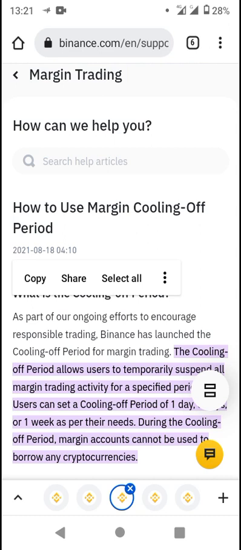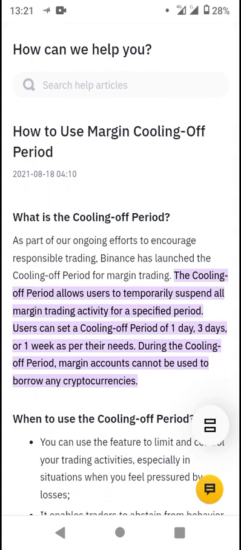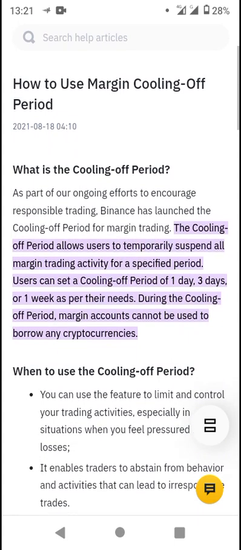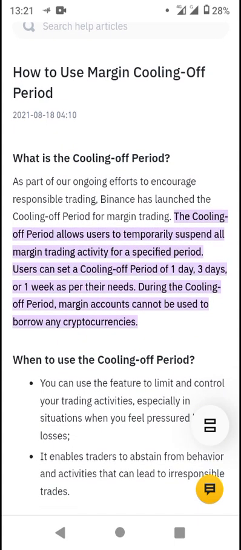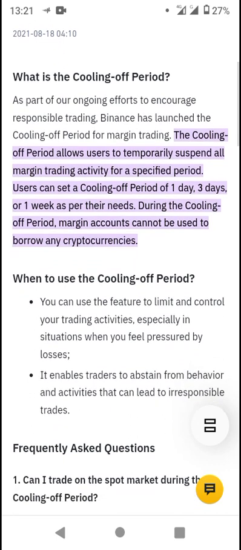Looking next at some of the important cooling features, let's talk about the margin cooling off period. As part of the ongoing efforts to encourage responsible trading, Binance has launched the cooling off period for margin traders. The cooling off period allows users to temporarily suspend all margin trading activities for a specified period. Users can set a cooling off period of 1 day, 3 days, or 1 week as per their needs. During the cooling off period, margin accounts cannot be used to borrow any cryptocurrencies.